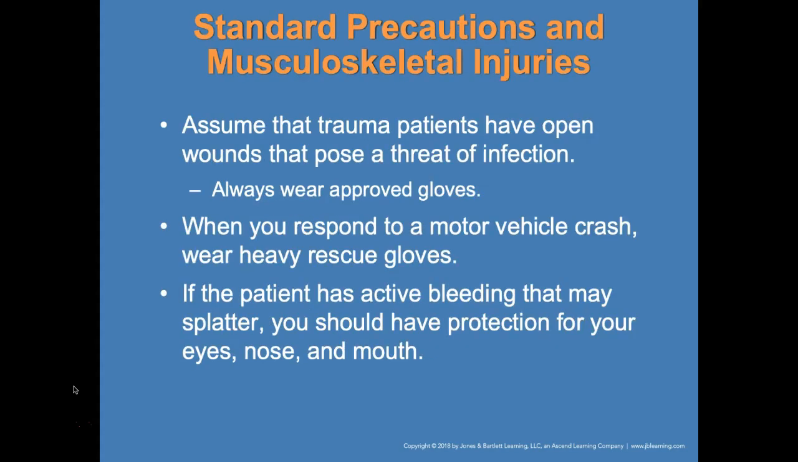Standard precautions in musculoskeletal injuries. We need to assume that trauma patients have open wounds that pose the threat of infection, and we always need to wear our approved gloves. Anytime we get out of that truck and arrive on a scene, we need to be prepared for the possibility of coming in contact with bodily fluids, so we should always be wearing at least our gloves. If we respond to a motor vehicle crash, remember there's going to be glass, sharp bits of metal, all kinds of stuff out there. So it might be a good idea to wear heavy rescue gloves. And if we have active bleeding that might splatter, we should have protection for our eyes, nose, and mouth. We don't want to get any of that nastiness in there.